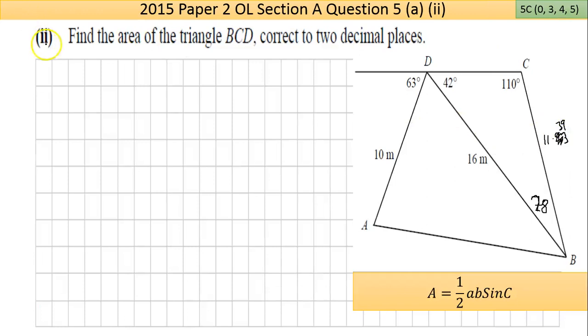Now, find the area of the triangle BCD. So that is this triangle here that I'm writing information in. Apologies for the mess. I can't use half base by height because it's not a right-angled triangle. So the only formula I'm left with is area equals half ab sine C.